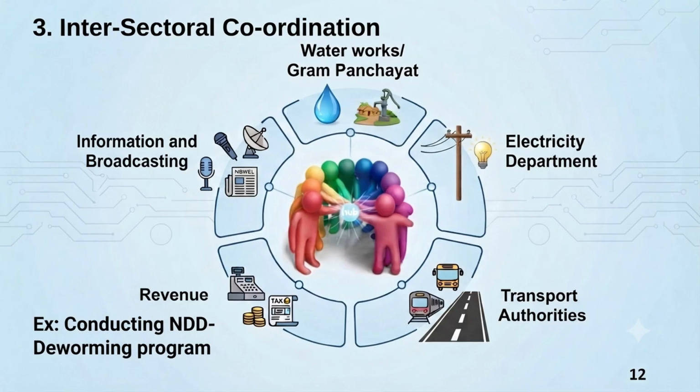Say for example, information and broadcasting. We are going to conduct this deworming program, say for example, in Warangal district on this date, at this time, in all the government schools, colleges, and Anganwadi centers. We should broadcast in TVs, newspapers, and social media. Like that we should broadcast. Then utilization will be increased and awareness will be increased by using these sectors.